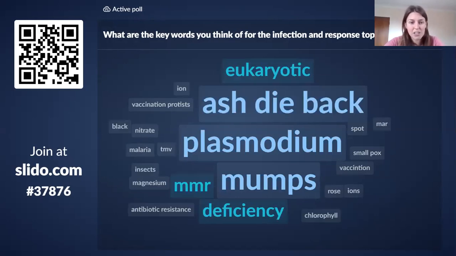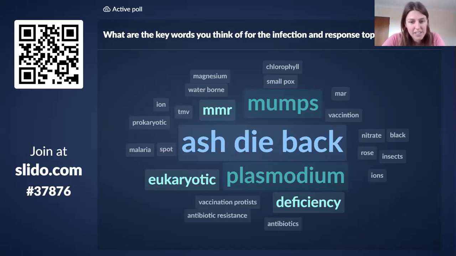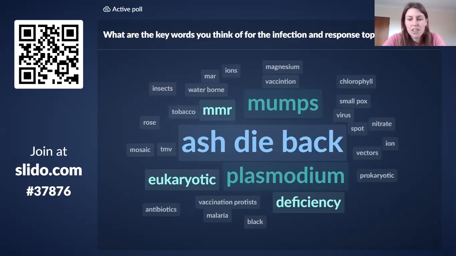Nitrate, good. That was the other deficiency that we talked about. Ash dieback, yes, we talked about that on Tuesday. That's something that I come across almost daily in my job, talking to farmers about whether they've got ash dieback and what they need to do about it if they do. Eukaryotic in there, spelled correctly, brilliant. Mumps, another one there. Antibiotic resistance, vaccination, protists, really good.